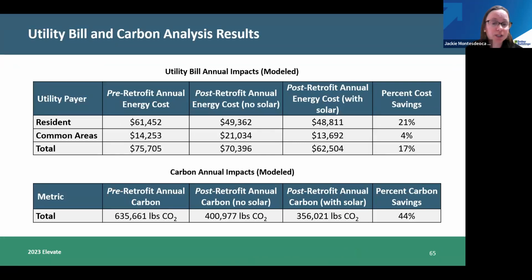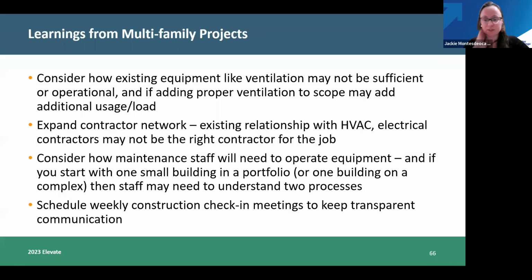So the owner will actually see an increase without solar, and they will install solar and then see a reduction. The residents will see a savings either way. And so that's great. And they've been able to experience cooling for the first summer, this past summer, and everyone was excited about that. 44% carbon savings here. And then let's jump to the next slide just to start talking about some of the lessons learned over the last few minutes that we have here.